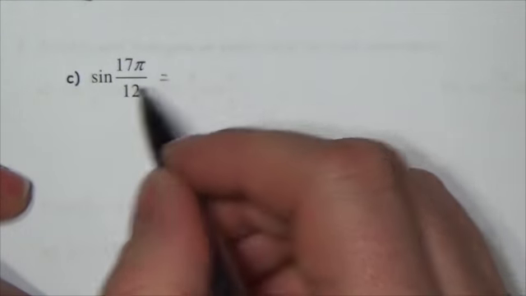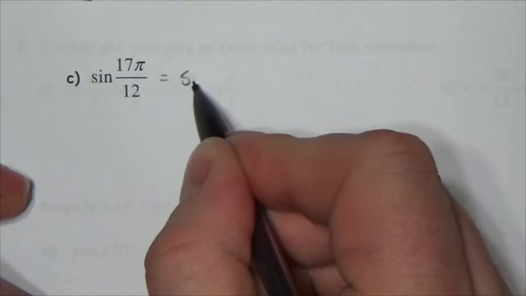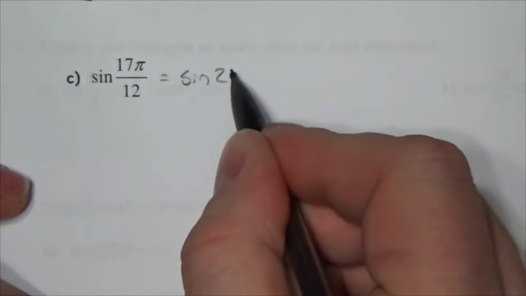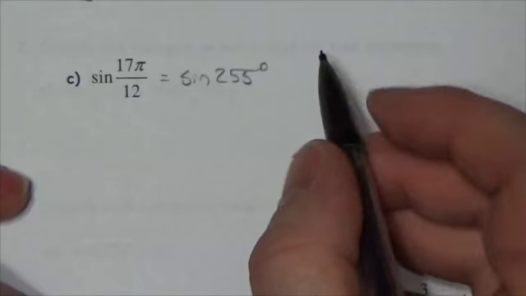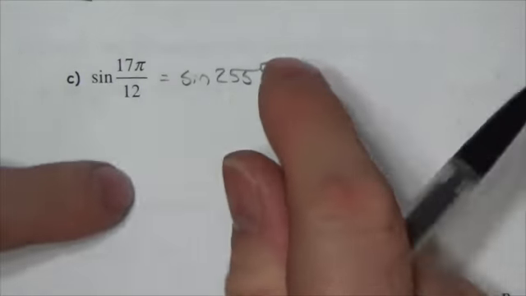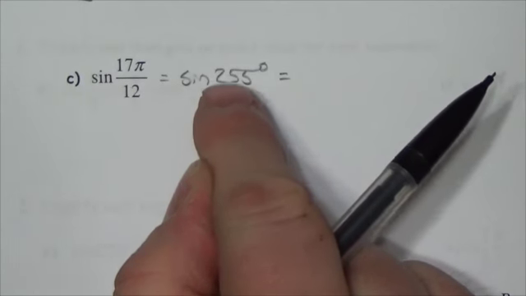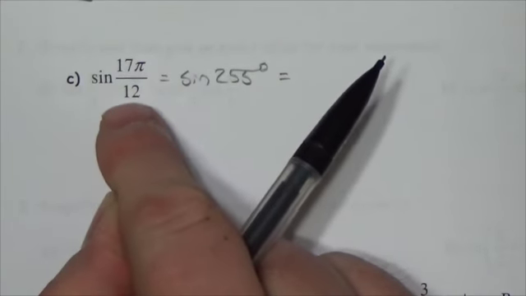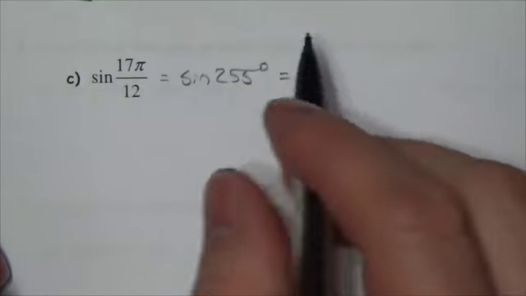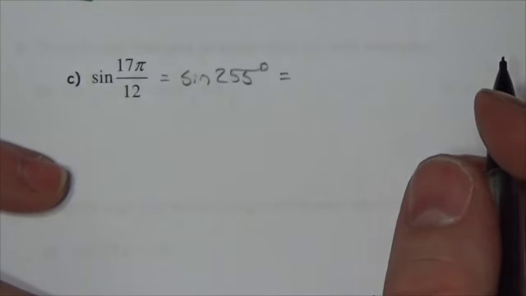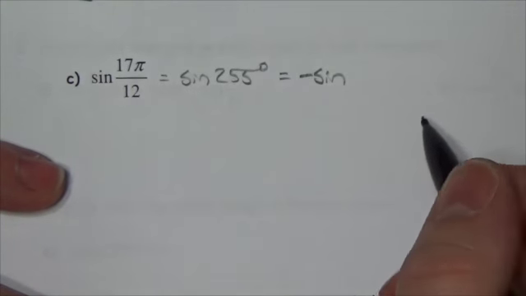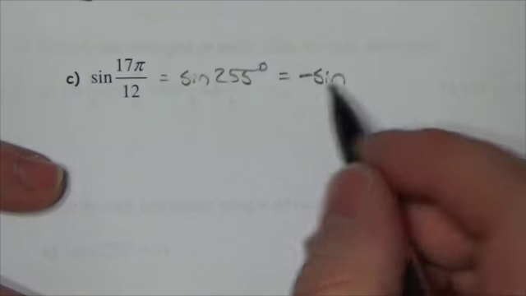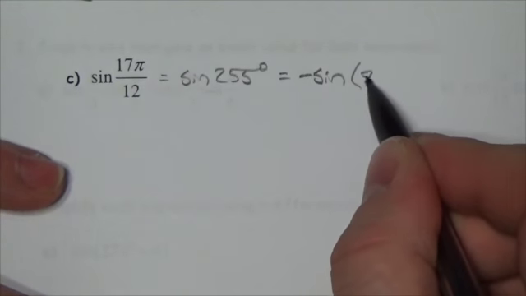So we can convert, because we've looked at this before, we can convert 17 pi over 12 into degrees, and then that becomes the sine of 255 degrees. Okay, that's a good start. Now what I'm going to do here is reduce this to a reference angle, because it's easier for me to reduce this in a way that really makes sense to me. Now 255 is in quadrant 3, so I know sine is negative in quadrant 3. And then 255 minus 180 is going to give me 75 degrees.